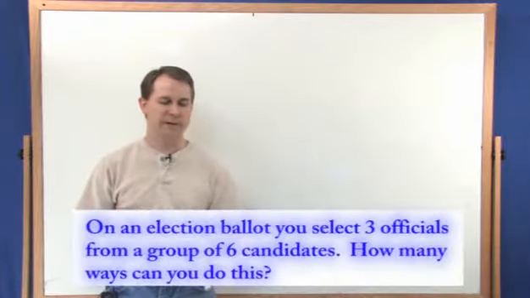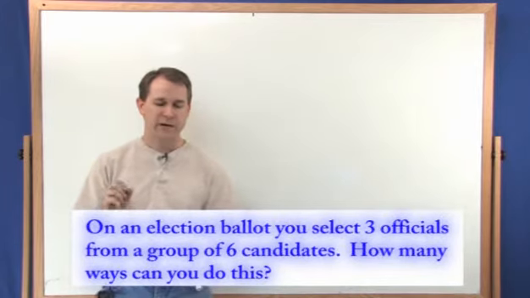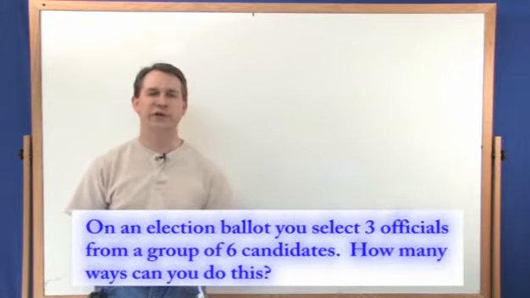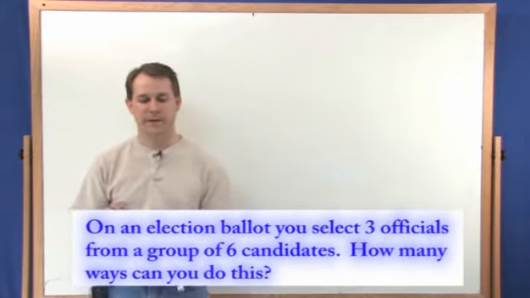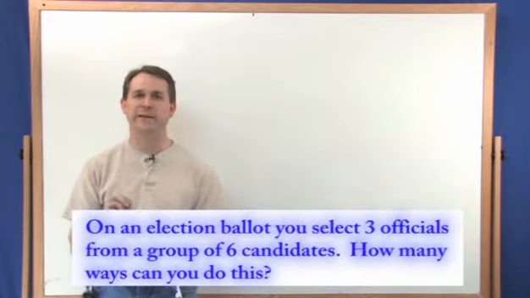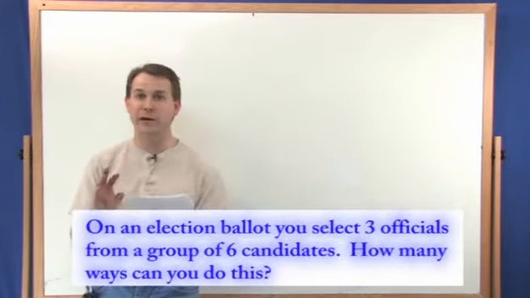Okay, the first problem says on an election ballot, you select 3 officials from a group of 6 candidates. How many ways can you do this? Okay, so when you first read these problems, it's crucial that you really figure out, is it a problem in permutations or is it a problem in combinations?